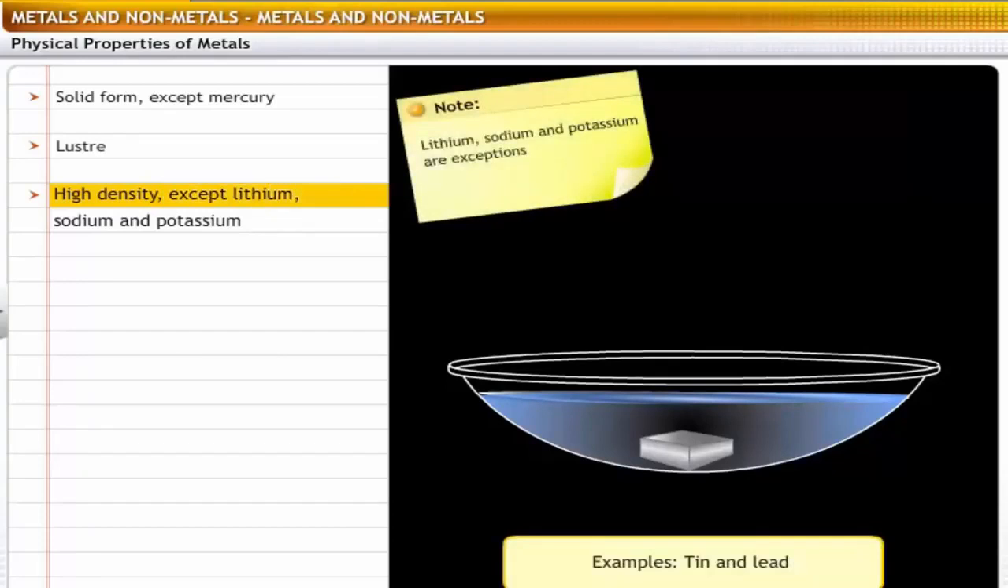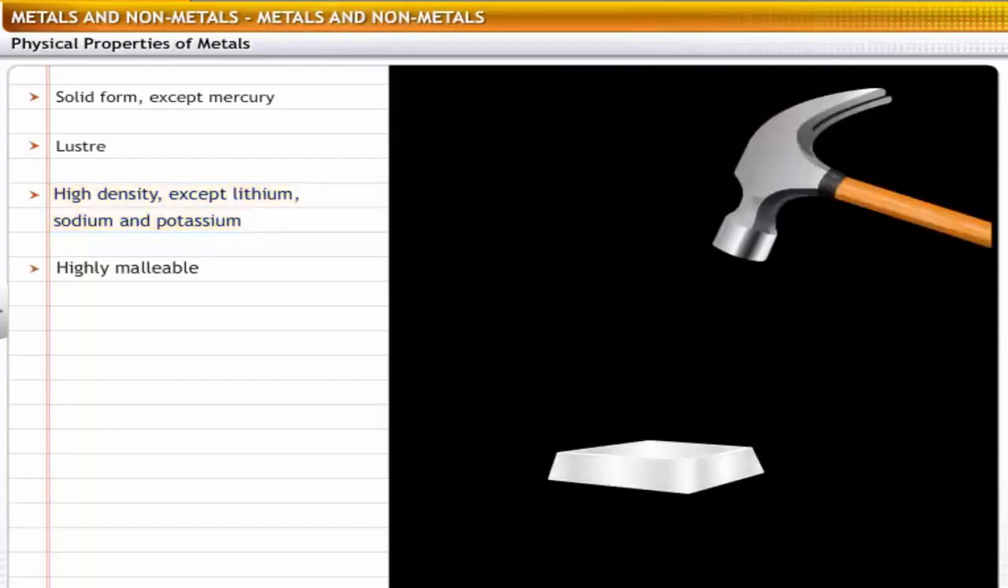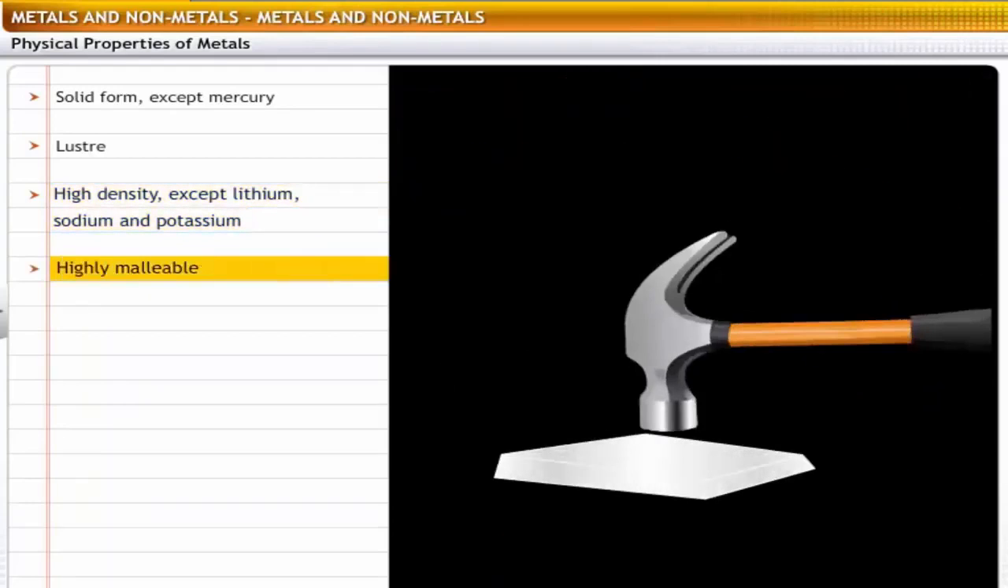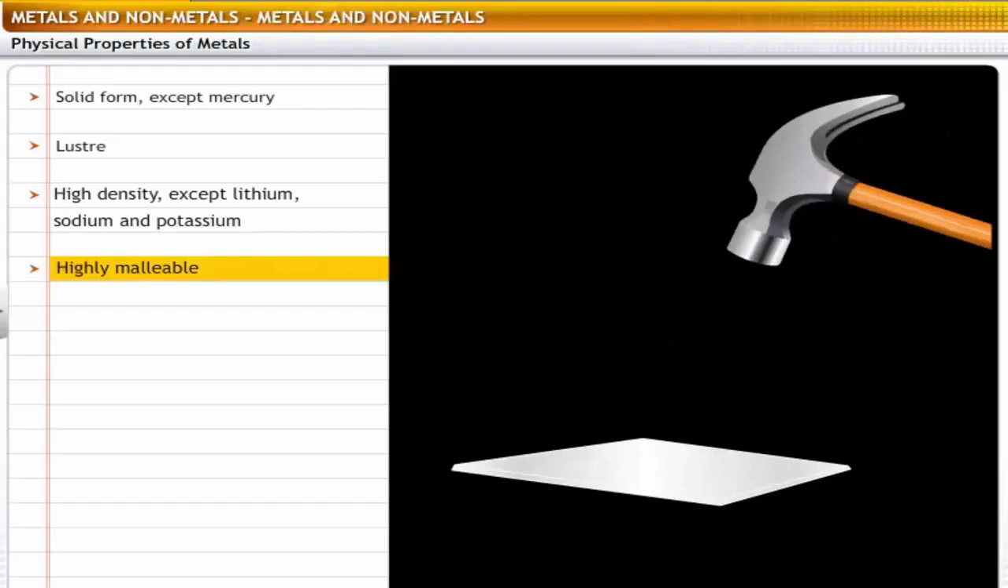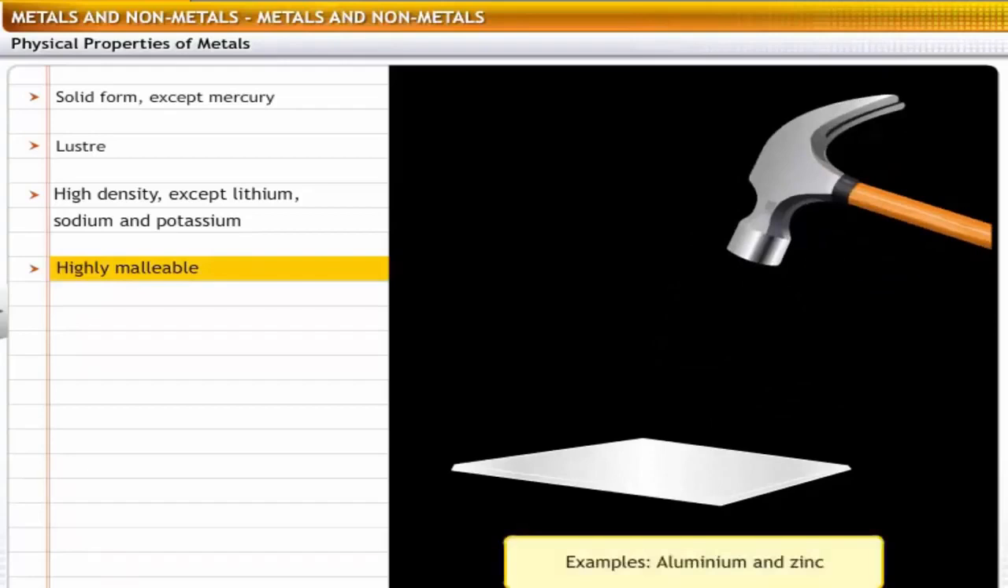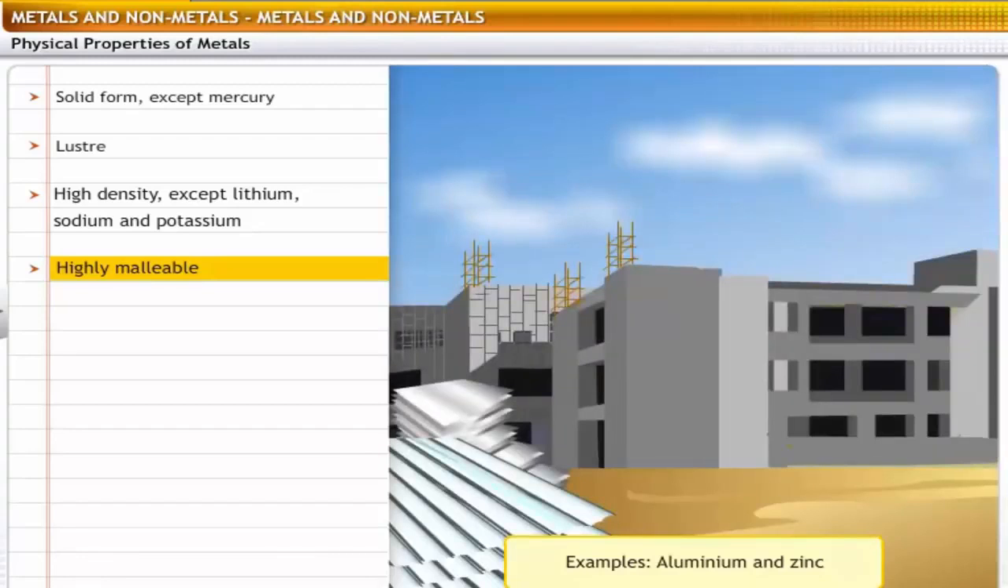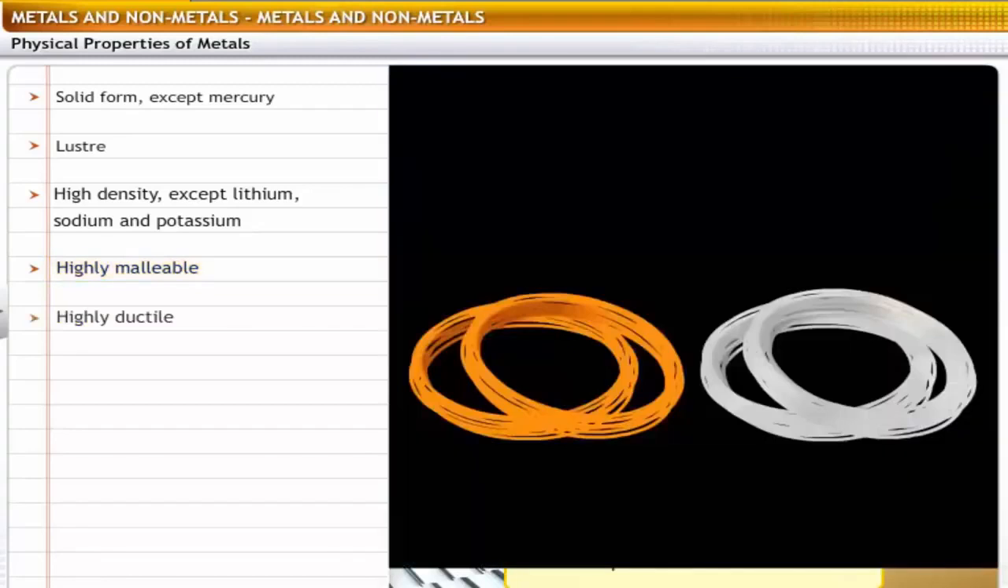Exceptions to this rule are lithium, sodium, and potassium. The density of these elements is lower than that of water, and hence they do not sink. Metals are highly malleable and can be beaten into thin sheets. For example, aluminium and zinc can be rolled into thin sheets. This property makes them suitable for use in various industries like construction and manufacturing.